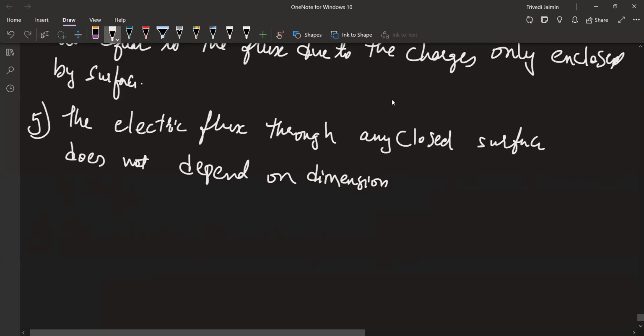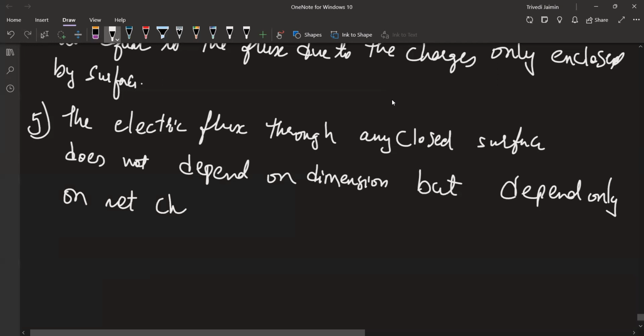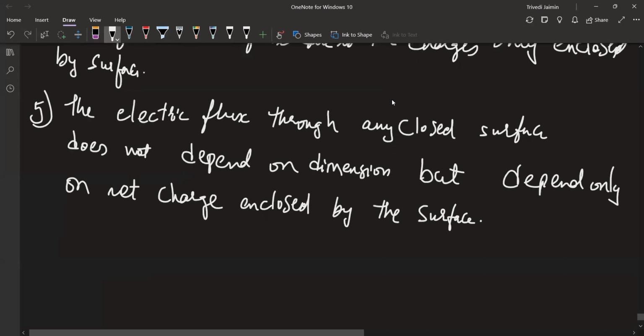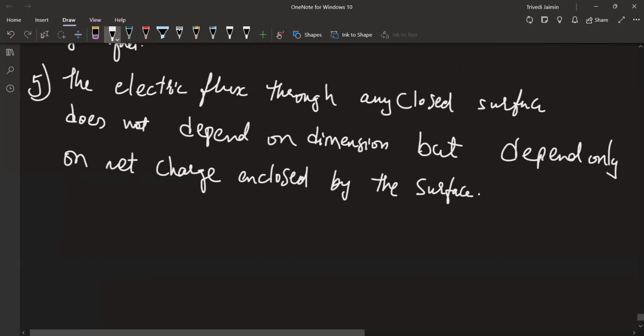Does not depend upon dimension. Enclosed by the surface.